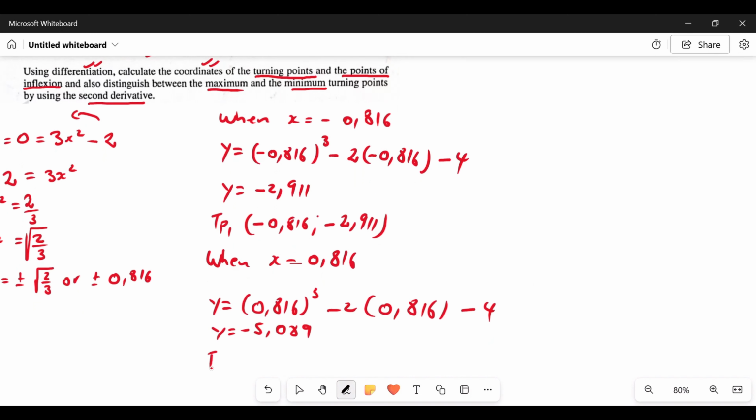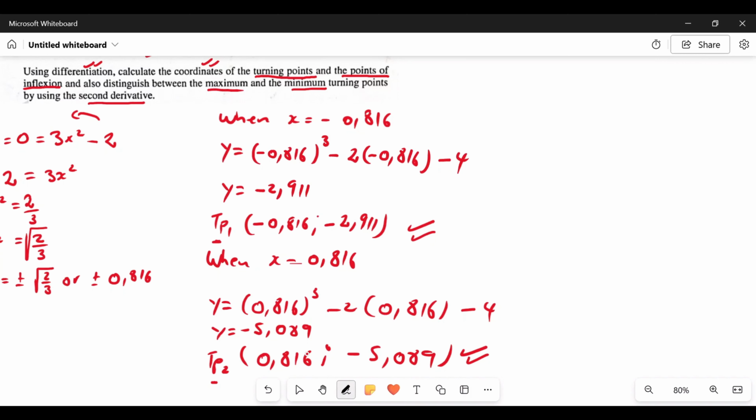Right, more space needs to be created. So we can say turning point 2, the coordinate on x is 0,816, and y is going to be negative 5,089. There we go. So we have these turning points here. So we managed to find the coordinates of these turning points there. There we go. Turning point 1 and turning point 2. So the first part of this question is complete. Now, let's go to the other part.